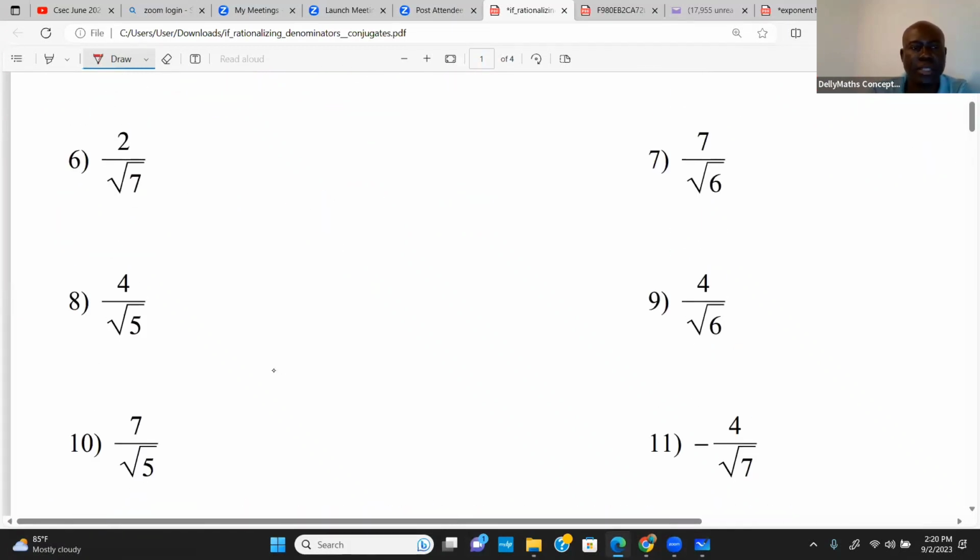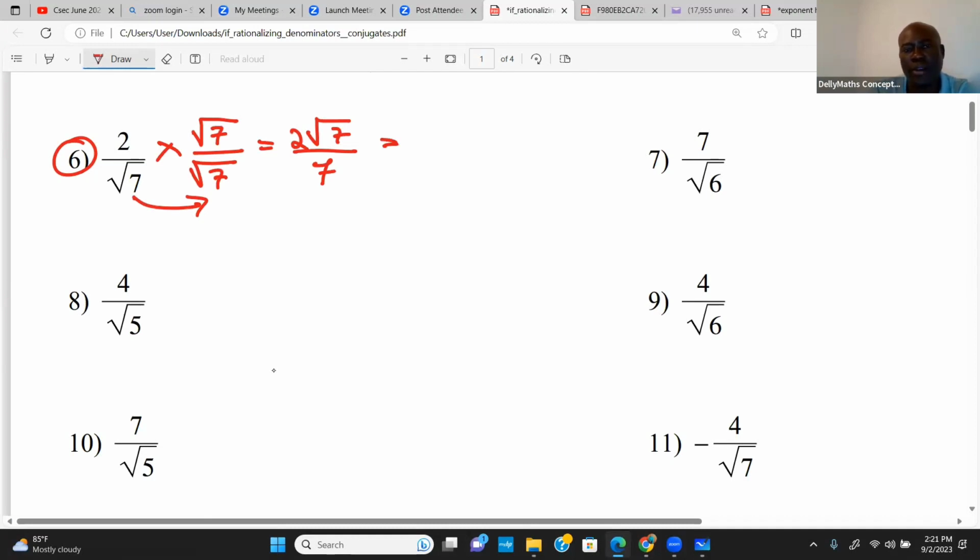Pause this video and try number 6 for yourself. All right, so if you did it correctly, then you're going to multiply the numerator by the root of 7 and the denominator by the root of 7. Now, 2 times root 7 will give us 2 root 7. But when we multiply a root 7 by itself, it's going to leave us with 7. And then this is the final answer.